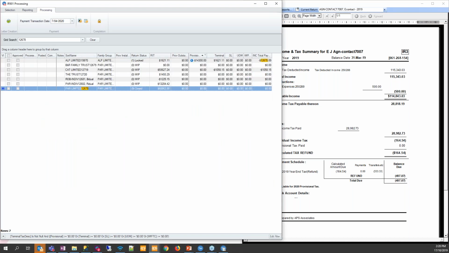Okay, let's just go and have a look at the last couple of examples. In fact, this last one here, 1534.